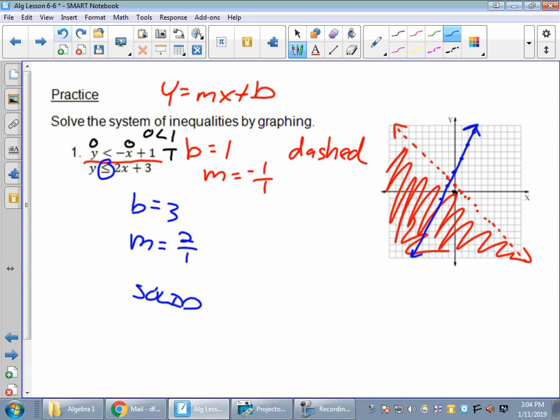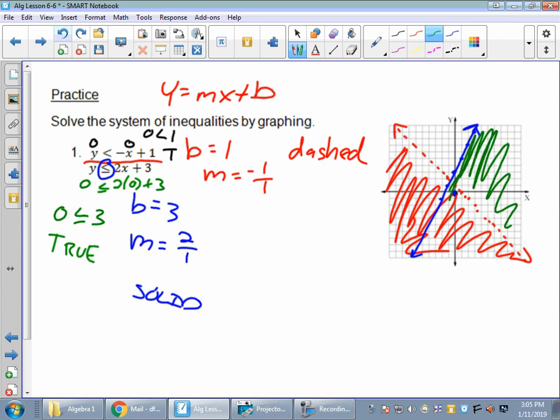Okay. Now it comes to the test point. I can use 0, 0 again because 0, 0 is not on that line. So I can use 0, 0 as my test point. And when I do that, I've got 0 less than or equal to 2 times 0 plus 3. So essentially I have 0 less than or equal to 3. And is that true? Well, that happens to be true as well. So that means I shade the side where 0, 0 is. So I shade this entire side of that line. So remember, I'm dealing with the blue line, so I'm going to shade all of that.